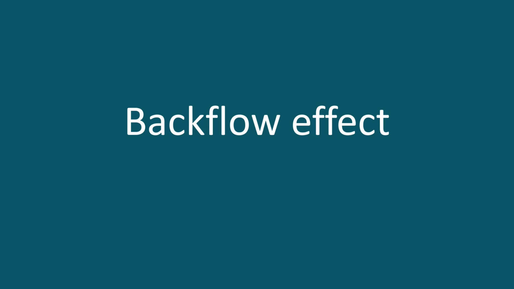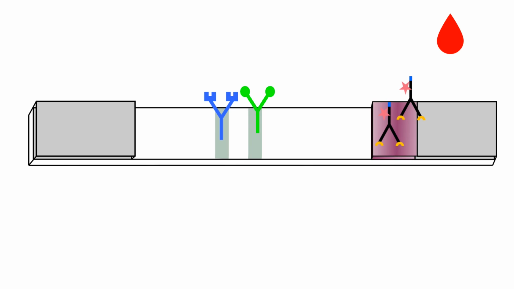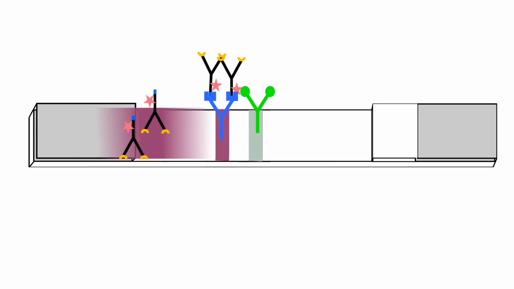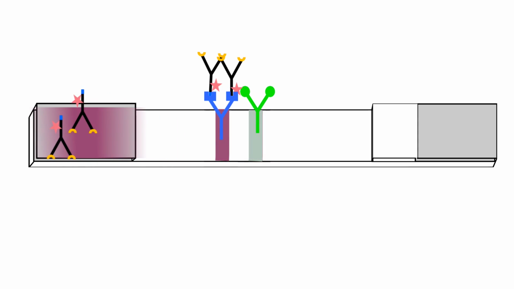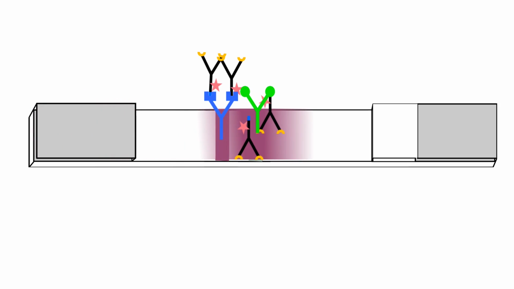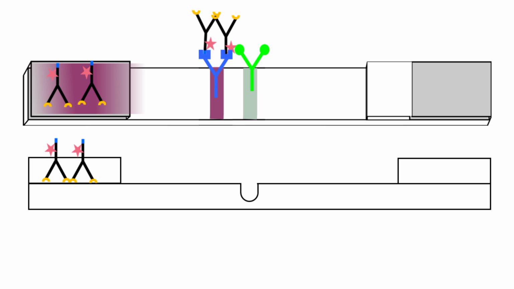How does the backflow effect work? Well, again, we will have a sample without any antigen, so no antigen will bind to the conjugate. Everything will migrate. The control line will turn purple, and the rest will continue to migrate. If now we wait for too long, the strip might dry out, and what will happen is that the antibodies might migrate backwards.